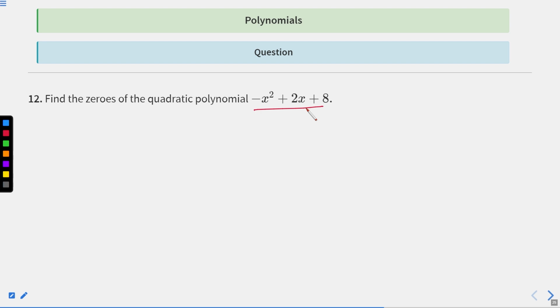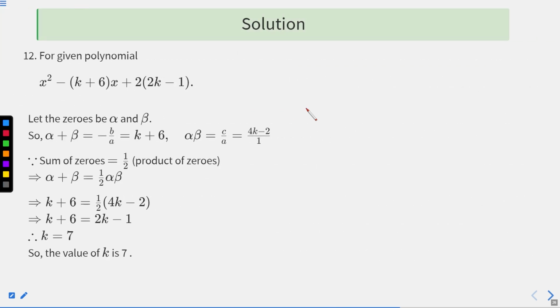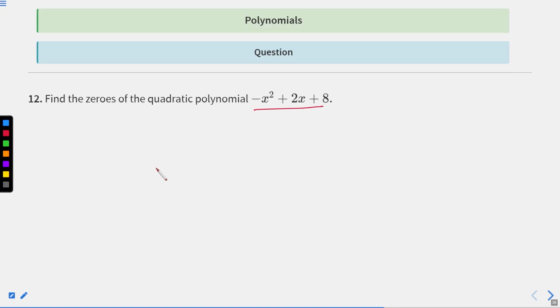Okay, so basically here we can use the method of splitting the middle term. Here the middle term is 2x, and this can be written as 4x minus 2x. Okay, so that 4x times minus 2x is equal to minus 8x squared.